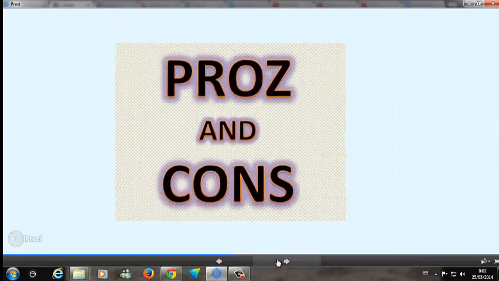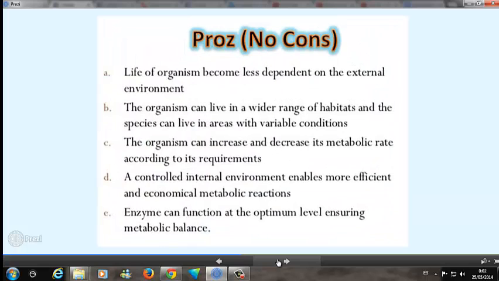Pros and cons. Pros: the life of organisms becomes less dependent on the external environment. The organisms can live in a wider range of habitats, as the species can live on Earth with variable conditions. The organism can increase and decrease its metabolic rate according to requirements. A controlled internal environment enables more efficient and economic metabolic reactions. Enzymes can function at the optimum level, ensuring metabolic balance.